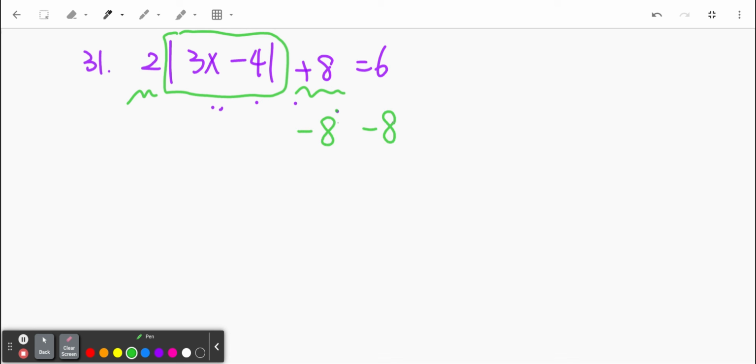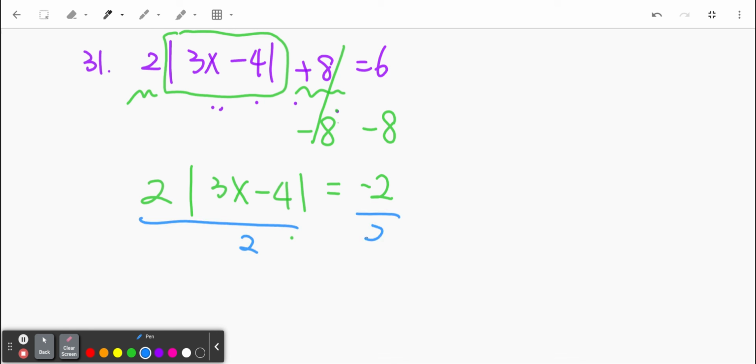Subtract 8. You get 2 times the absolute value of 3x minus 4, equals negative 2. Now, what do we get rid of? Marcus, what do we get rid of here? Very good. They are multiplying each other, so the opposite of multiplication is division. So you divide by 2 on both sides. Then 2 and 2 cancel. We haven't gotten rid of the absolute sign yet, so we keep it. We got the absolute value of 3x minus 4 equals negative 1. That's the first step, to isolate.